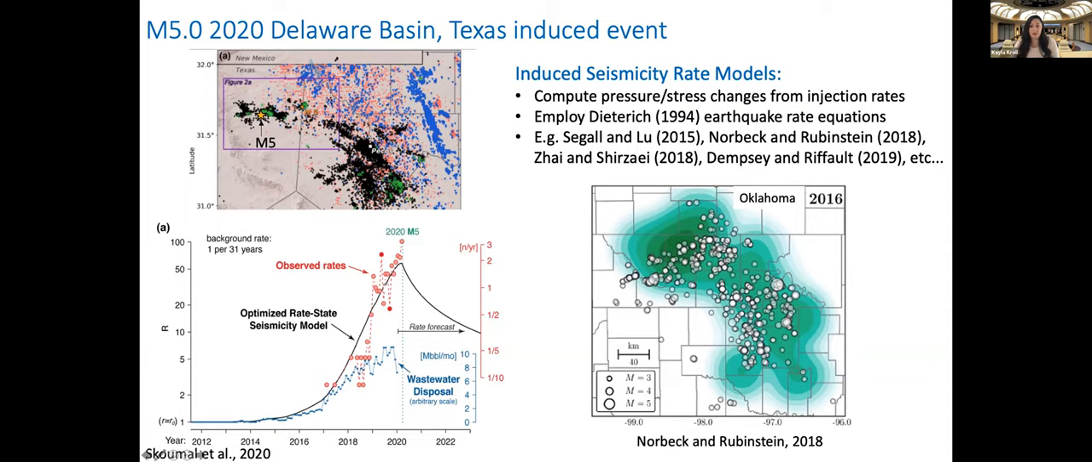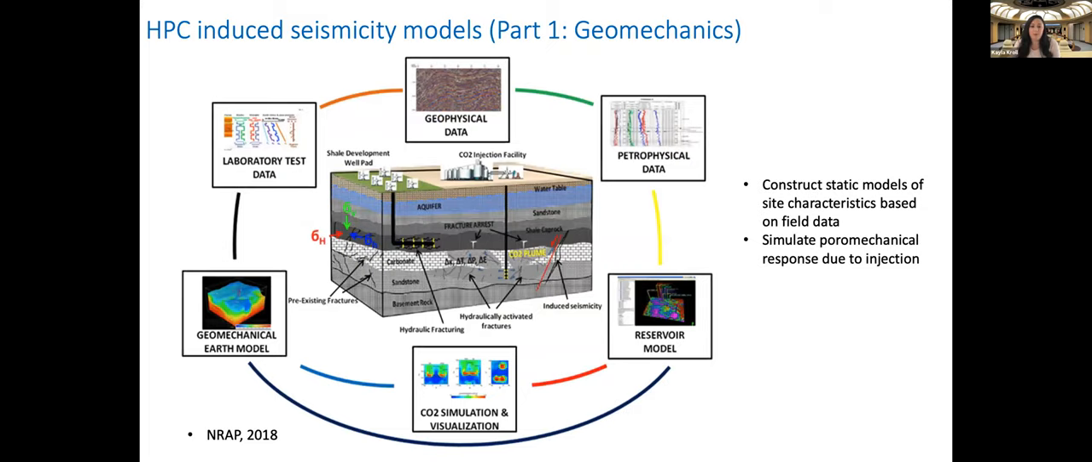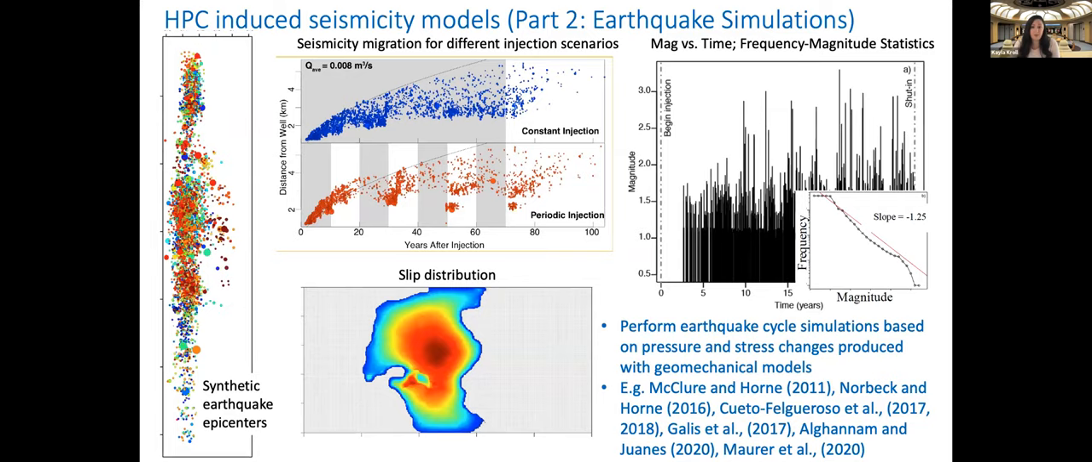And then the second class of modeling methods involves the use of high fidelity, full physics numerical simulators that couple geomechanical analyses with earthquake simulations. And these types of models are generally built upon geophysical data, lab testing data, petrophysical logs, and all that information is used to construct a static or dynamic geomechanical model, and then used to simulate the pressures and the stresses that arise from fluid flow in the subsurface. Results of these geomechanical models are then transferred to earthquake simulators, where we solve equations relevant to the earthquake cycle.